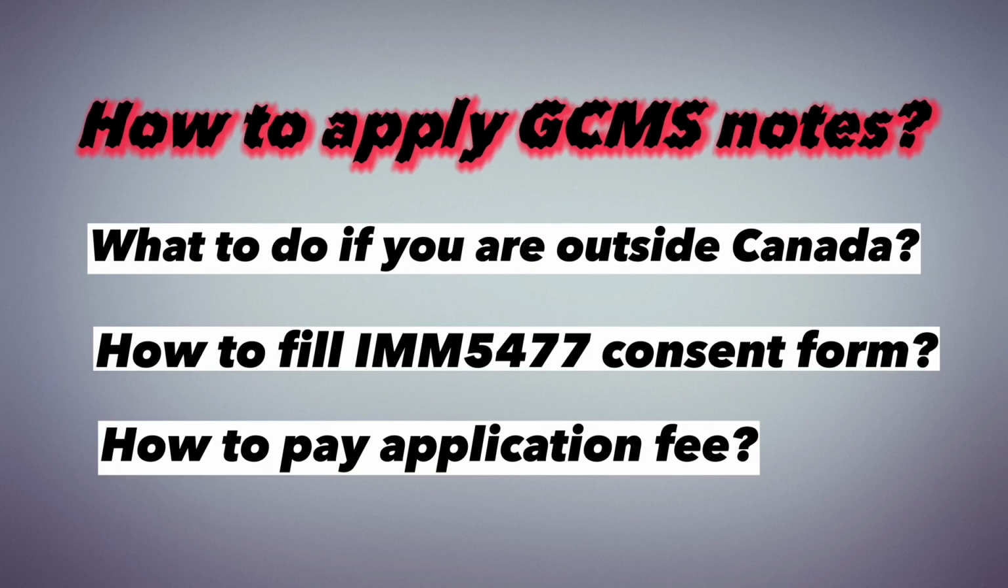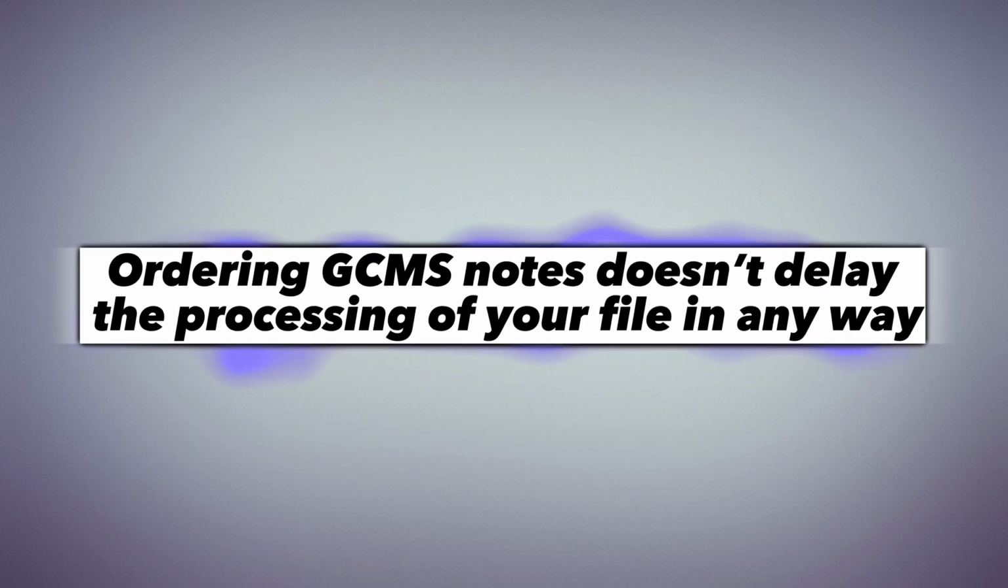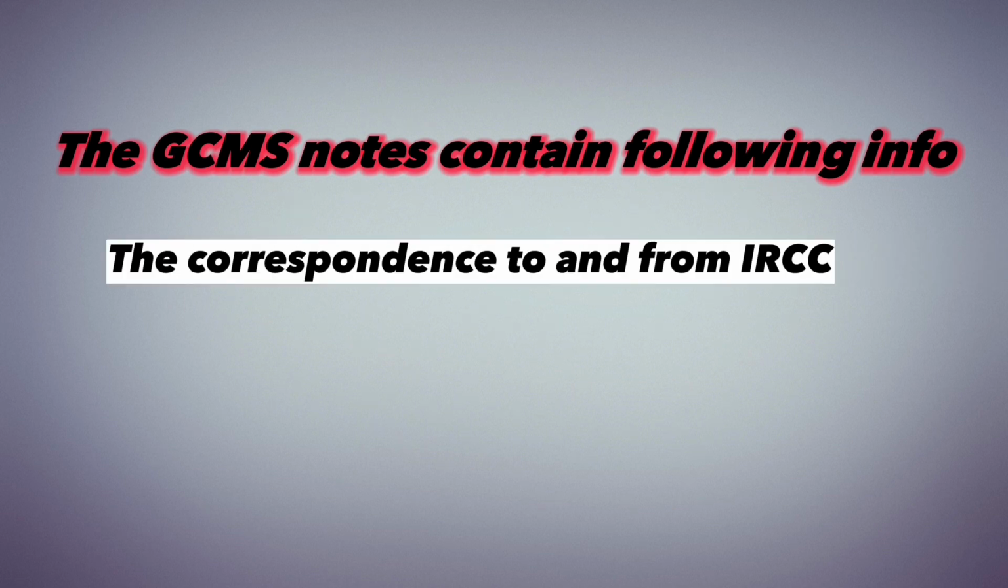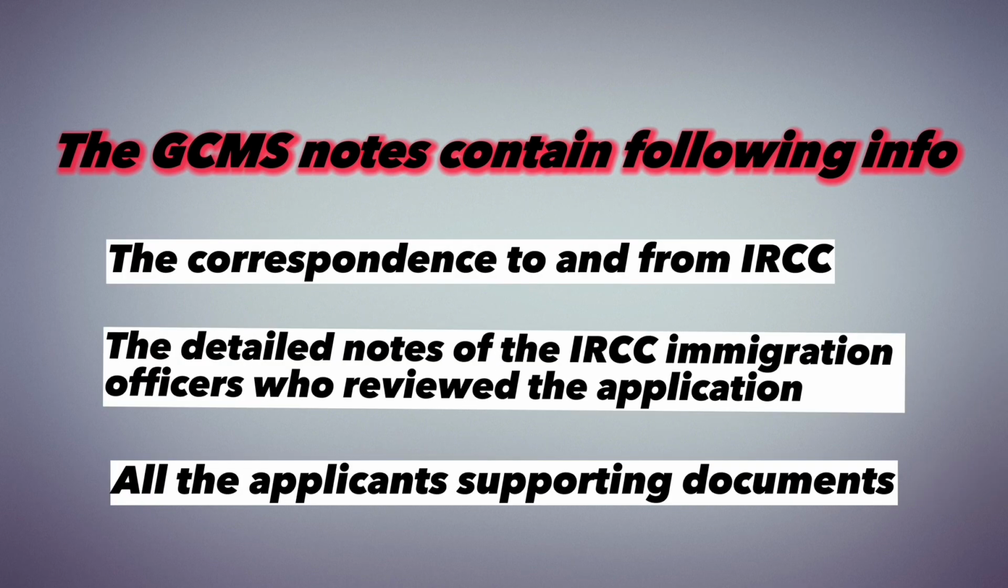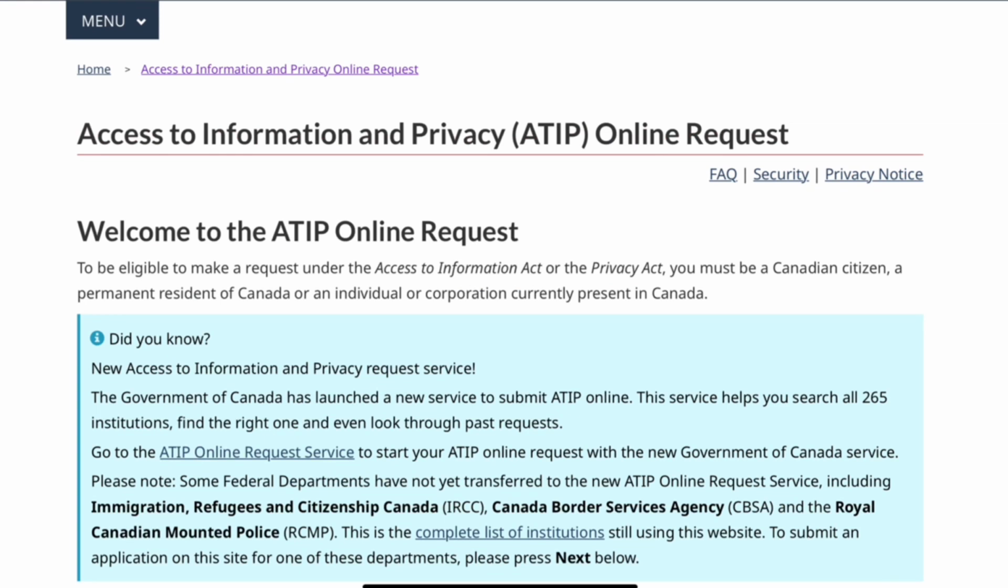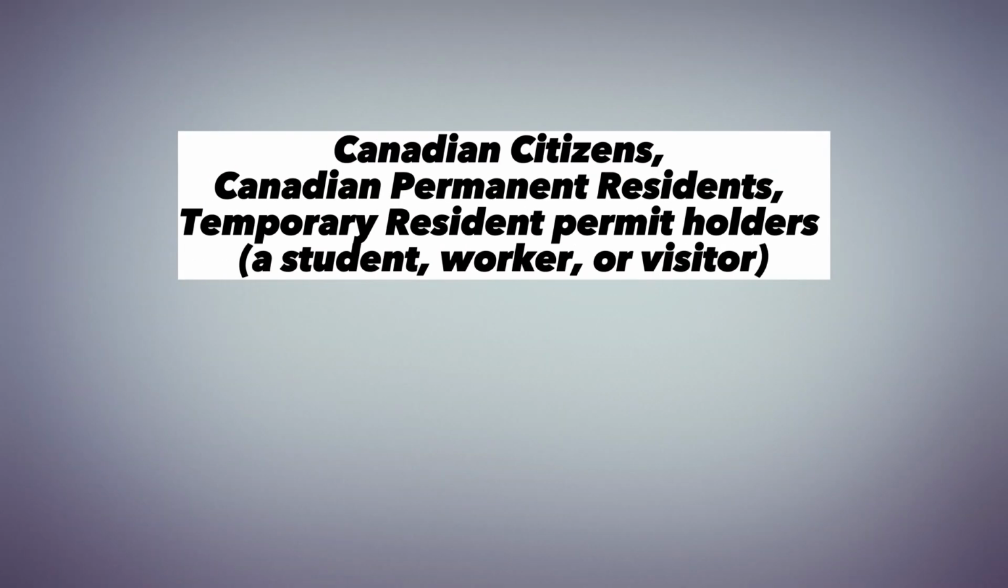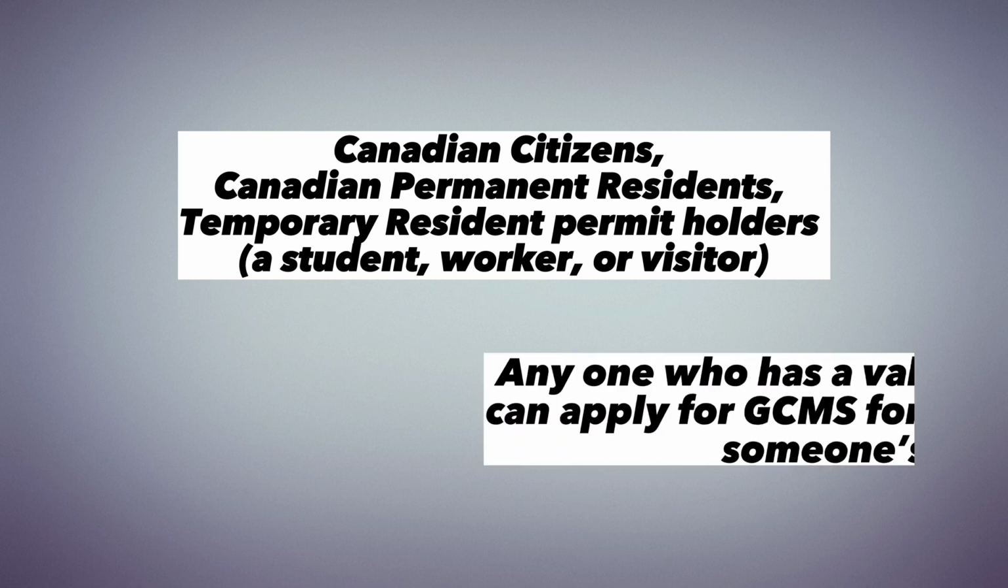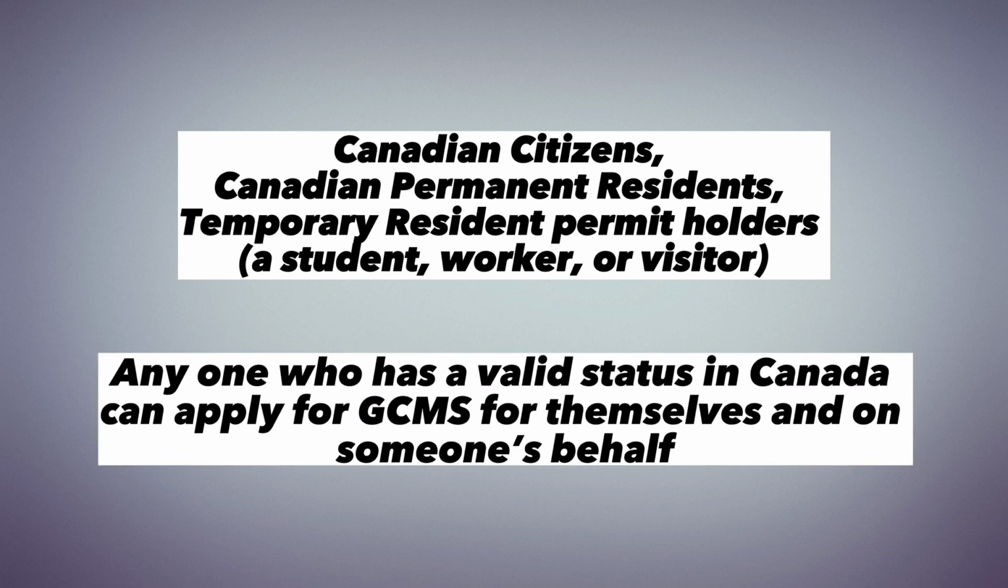Today in this video we will talk about how to apply for GCMS notes. This video is going to be very useful for those who are outside Canada and cannot apply for GCMS notes by themselves, because to make a request under Access to Information you should either be a Canadian citizen, permanent resident, or an individual or corporation who is currently present in Canada. But I will tell you guys what options are available to you.